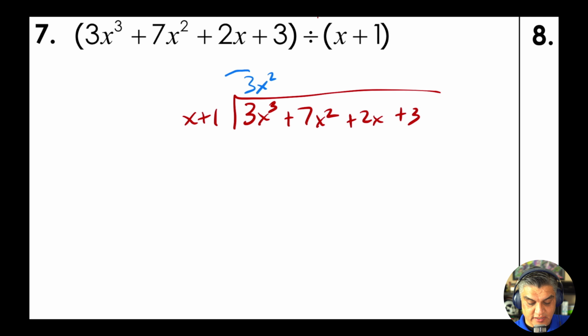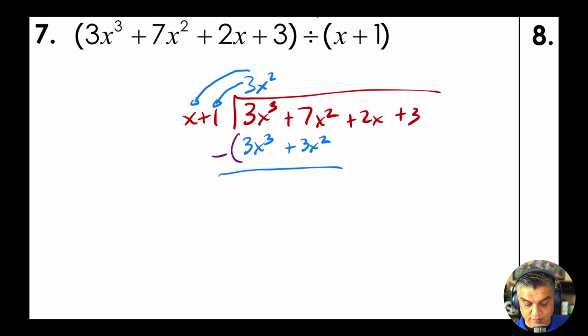And so now I multiply 3x squared times x is 3x cubed, just like I want. And then I multiply it to that 1. 3x squared times 1 is plus 3x squared. And then I subtract. Remember, I subtract the whole thing. So 3x cubed minus 3x cubed is gone, and that's what you always want. You always want that first one to be gone. And then I have 7x squared minus positive 3x squared, so that is 4x squared. And then I bring down the next term, plus 2x.